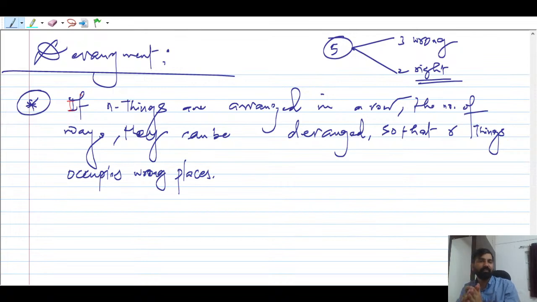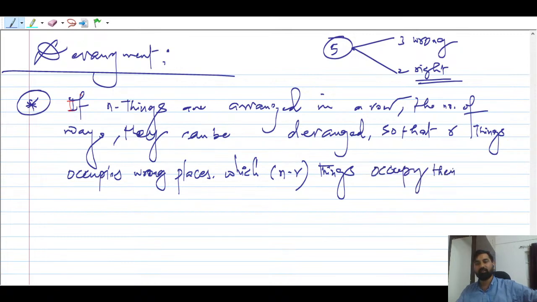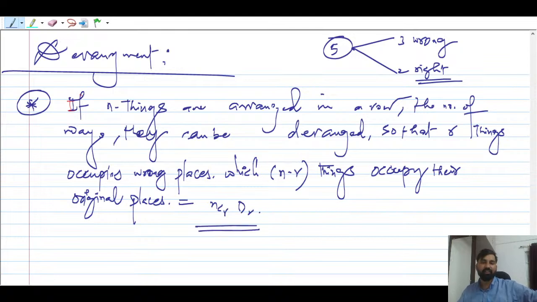So if n things are arranged in a row, the number of ways they can be deranged so that R things occupy wrong places, while n minus R things occupy their original places. इसका फॉर्मूला क्या हो जाएगा? nCr Dr. That you have to remember always. So you have to find the combination.